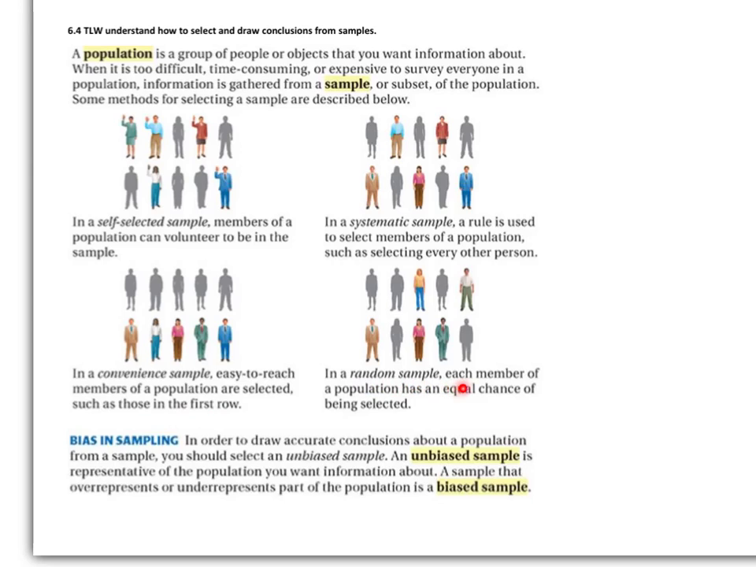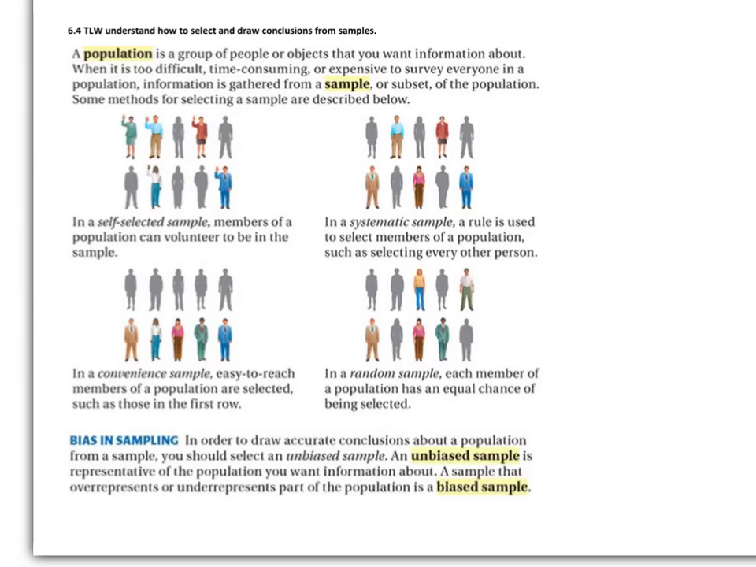In a random sample, each member of a population has an equal chance of being selected. So think about when my random name generator is up there, and I'm randomly selecting you. You all have the equal chance because every name is in there. Okay?